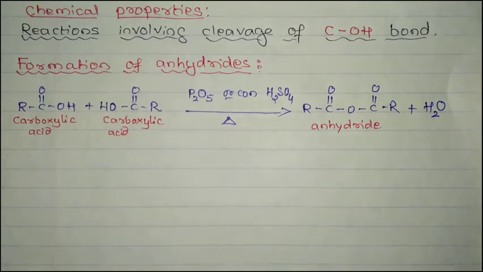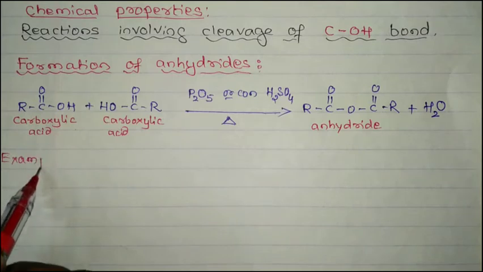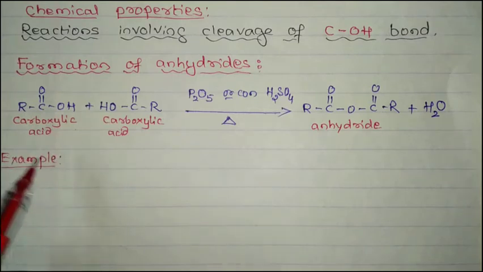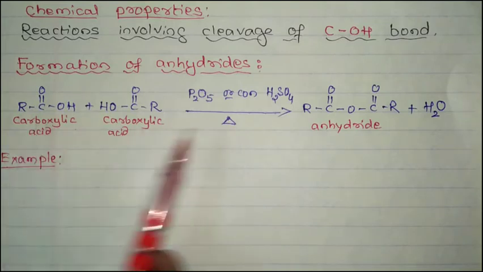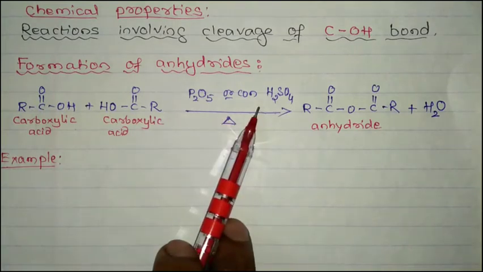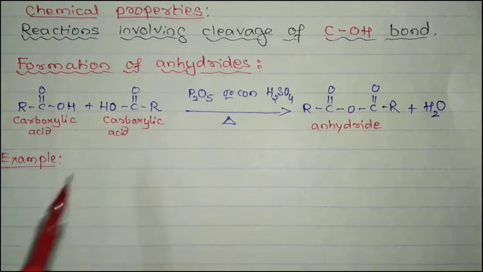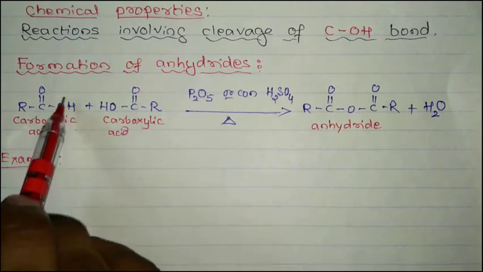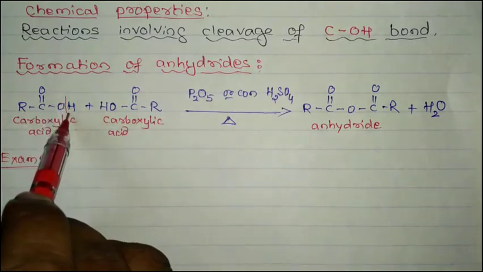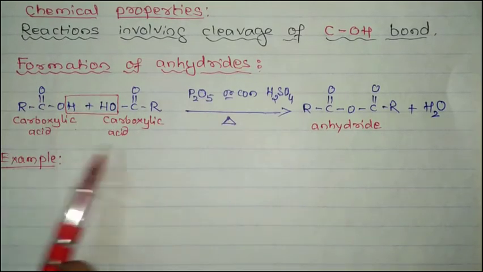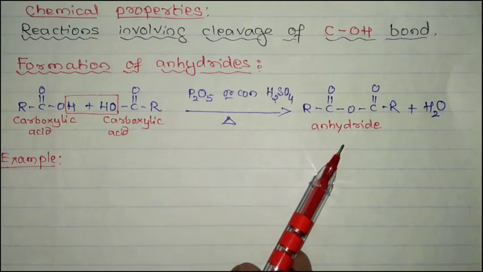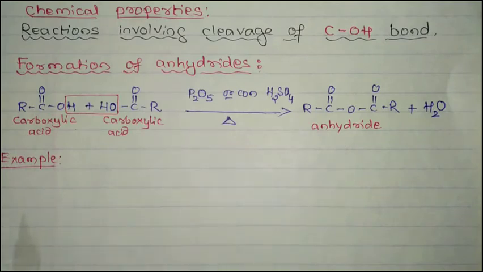Now we'll discuss one example. When acetic acid is heated with phosphorus pentoxide or concentrated sulfuric acid, dehydration takes place. Elimination of a molecule of water takes place, and if acetic acid is taken, then you are going to get acetic anhydride. And I will write that reaction.